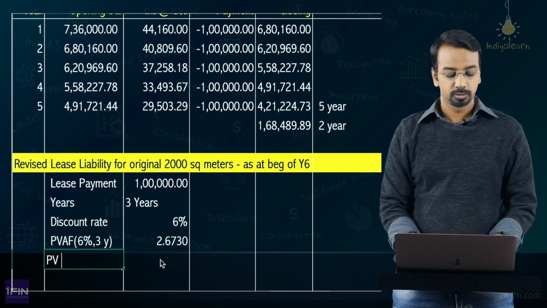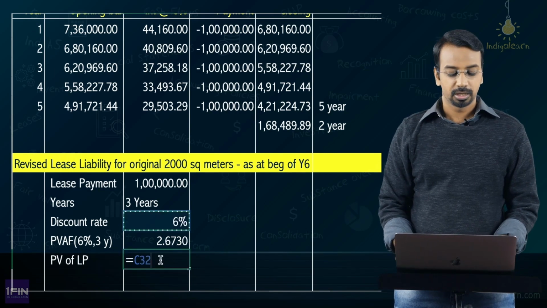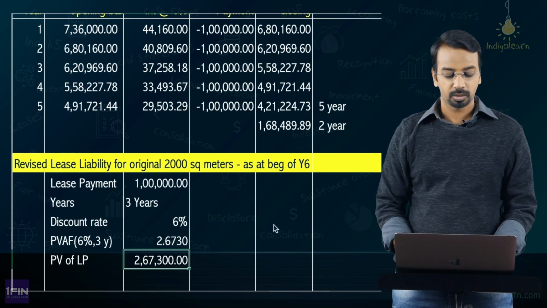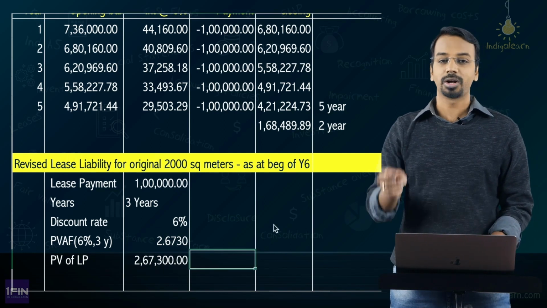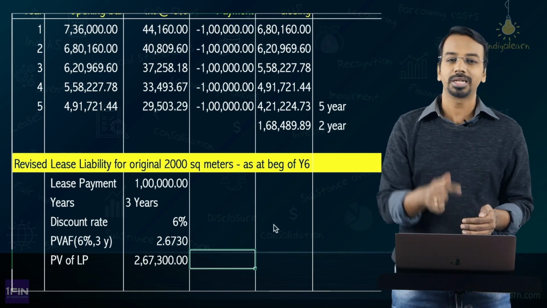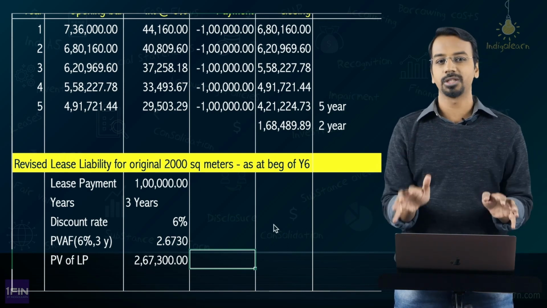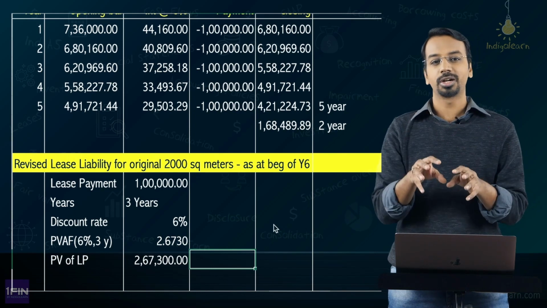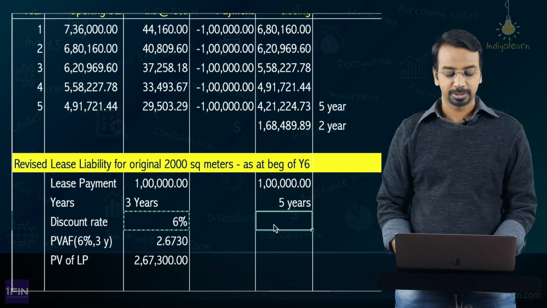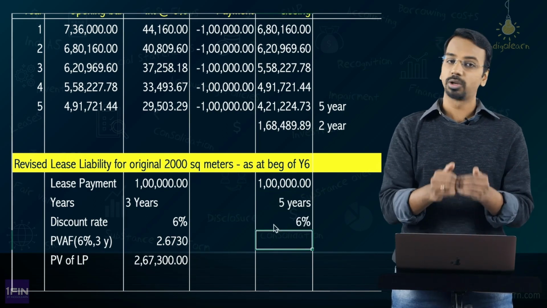So the present value of lease payment will be 1 lakh multiplied by 2.673, which is 267,300. Now what does this represent? This represents my revised lease liability on account of reduction in scope. I am repeating once again. See, my original contract was 1 lakh of payment for 5 years at 6%, right? This was the original contract.